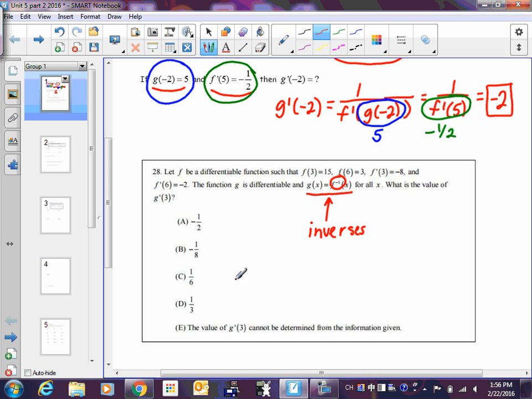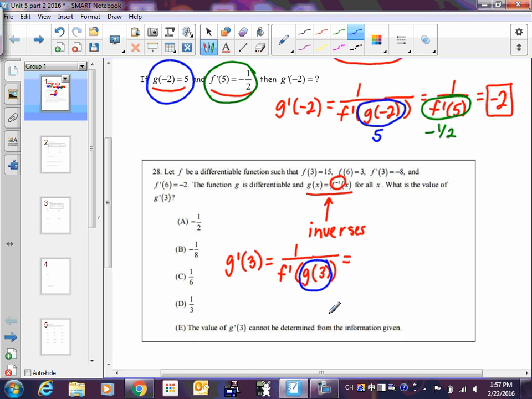And then they want to know, what is g prime of 3? So we're going to do the same thing we did before. We're going to use the formula. You're going to look at that formula, and you're going to do 1 divided by f prime of g of 3. Again, we're going to start on the inside. What is g of 3?